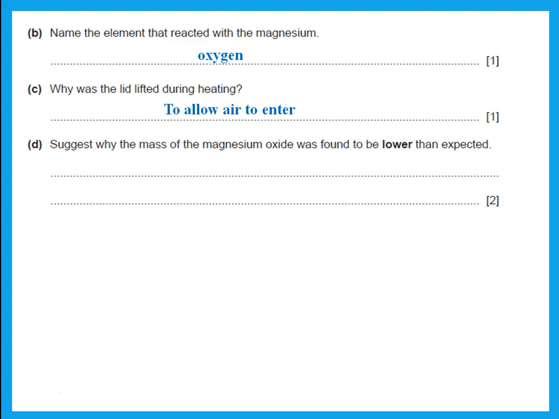Suggest why the mass of the magnesium oxide was found to be lower. Usually when we do any experiment, what we get is much lower than what we expect. So in this experiment, if he says the mass of the magnesium oxide was found to be lower, why do you think we got less than we should? Well, some of the white solid formed was lost. Maybe when I removed the lid, some of it was lost, or not all the magnesium reacted.